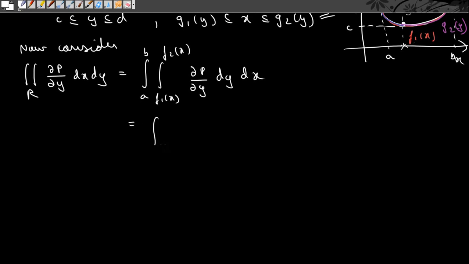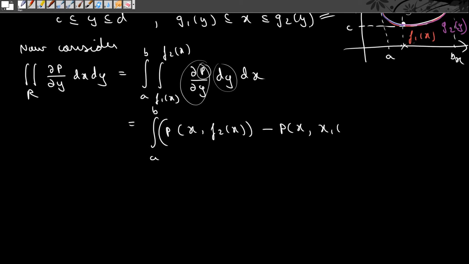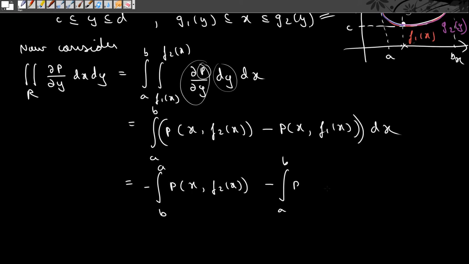So if I do this, what I'm going to get is a to b. Integrating this with respect to y is going to give us P, and substituting the limits we get P(x, f2(x)) minus P(x, f1(x)) dx. But this can be written as the integral from b to a, just changing the order of integration, of P(x, f2(x)) minus the integral from a to b of P(x, f1(x)) dx.